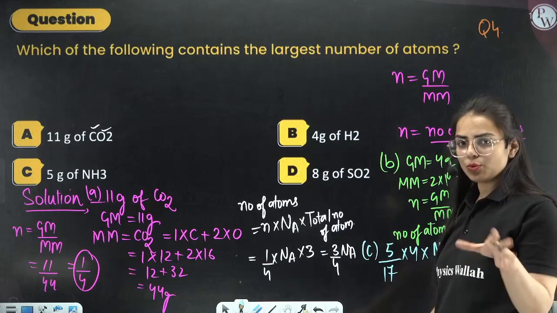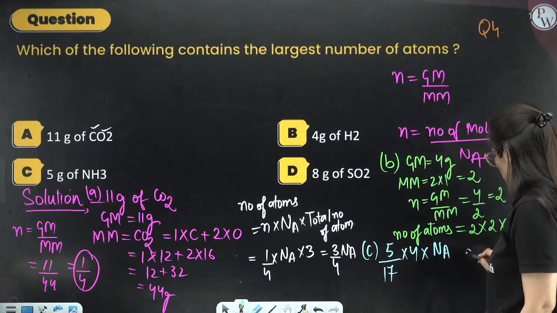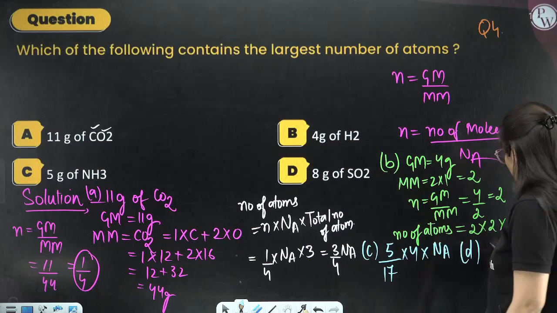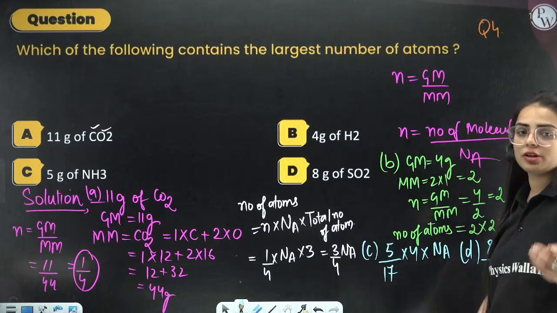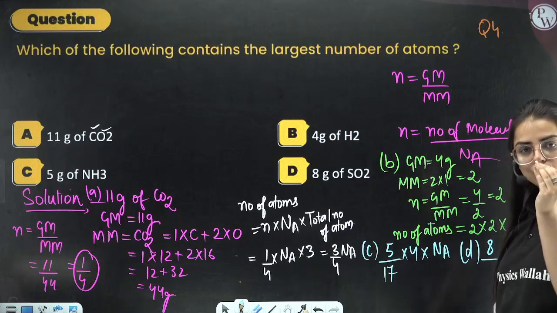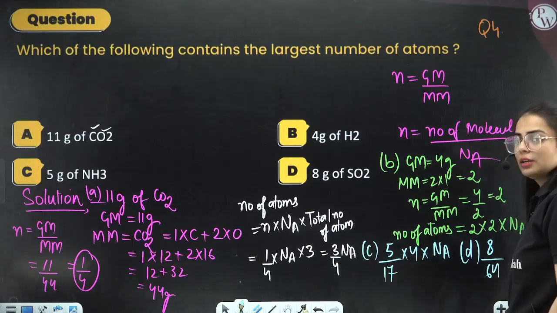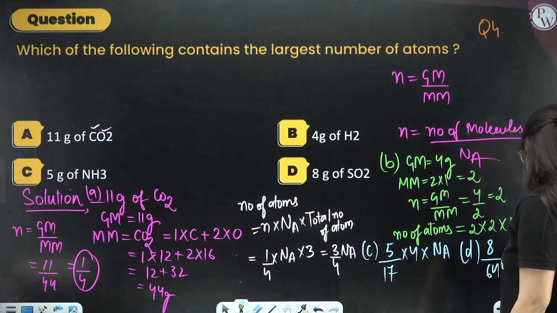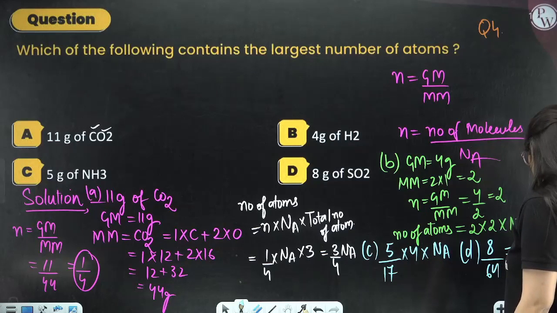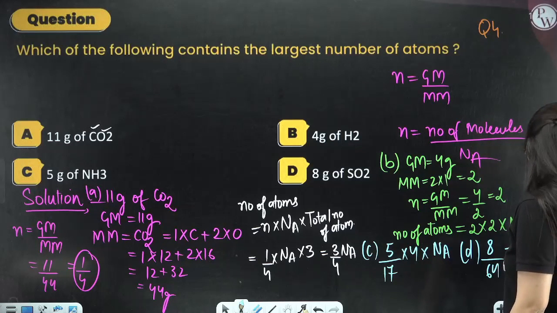So this comes out to be 1 point something into Na. Now option D is 8 grams of SO2. Number of moles is given mass upon molecular mass. For SO2, sulfur mass is 32, O2 is 16 into 2, again 32, so the molecular mass comes out to be 64. Now it is 1 by 8 moles into Na into total atoms, which is 3.